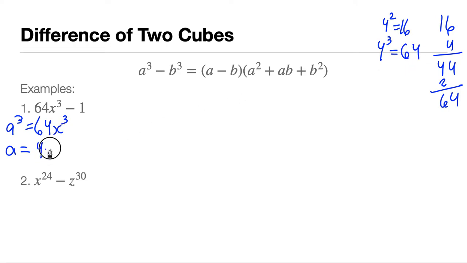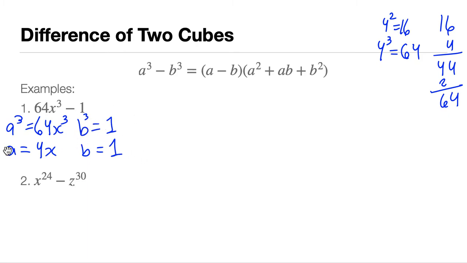And then the cube root of x cubed is just x. For the b, since it's a difference, we just don't need to mind the minus sign for now. We put b cubed as 1, and therefore b is also 1, since 1 multiplied by itself 3 times, or even a million times, is still 1. So the cube root of 1 is still 1.